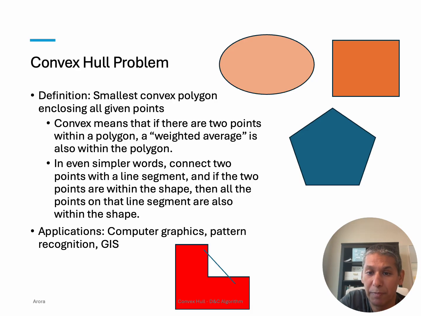So convex shape formally means that when there are any 2 points within the polygon, then any weighted average of those 2 points is also within the polygon. As an example, the 3 polygon shapes that you see up on the top, the oval, the square or the rectangle, and the pentagon, they're all convex shapes. But the L-shaped red shape at the bottom is not a convex shape, because when you see those 2 points that are connected by a line, all the points connecting those 2 points are themselves not within the polygon, and therefore that shape is not a convex shape.